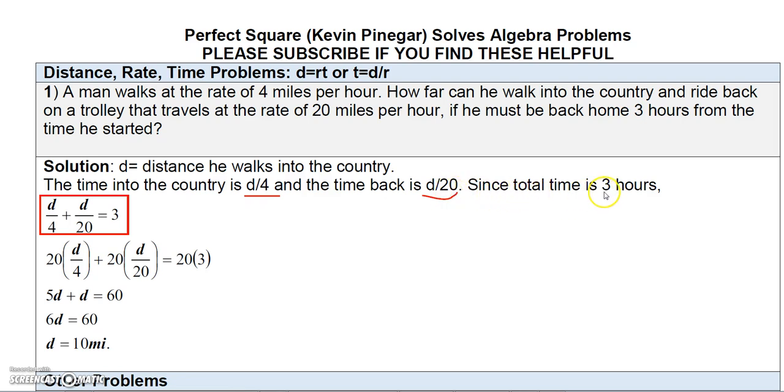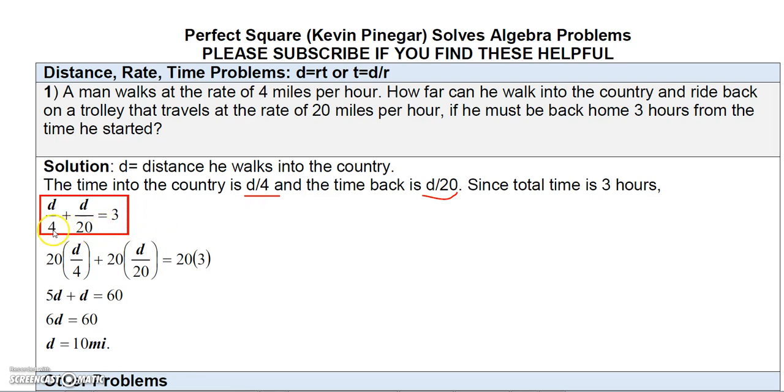And since the total time must be 3 hours, if we add this time, which is distance over 4, to this time, distance over 20, that should equal 3. And you can see that's what I have. Distance over 4 plus distance over 20 is 3. Again, the distance over 4 is the time it took him to walk into the country, and the distance over 20 is the time it took him to come back on the trolley. So now those two times should equal 3 hours.